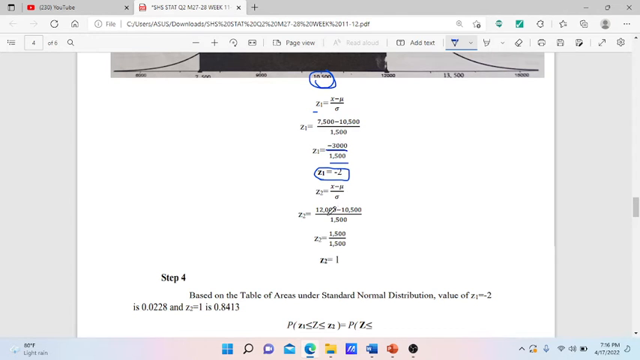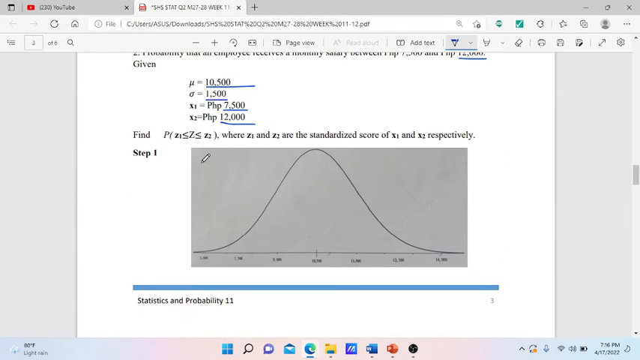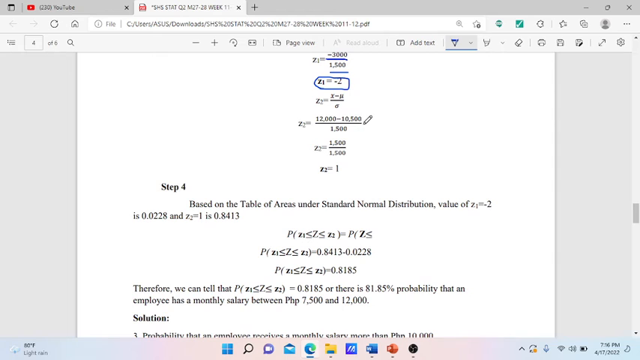Okay, student. z sub 2 is for 12,000, right? So 12,000 minus 10,500 over 1,500. 12,000 minus 10,500, we have 1,500. Then divided by 1,500, we have 1. Okay, so after that, once you get their z-scores, please locate them in the area under the normal distribution, the areas of the z-scores.